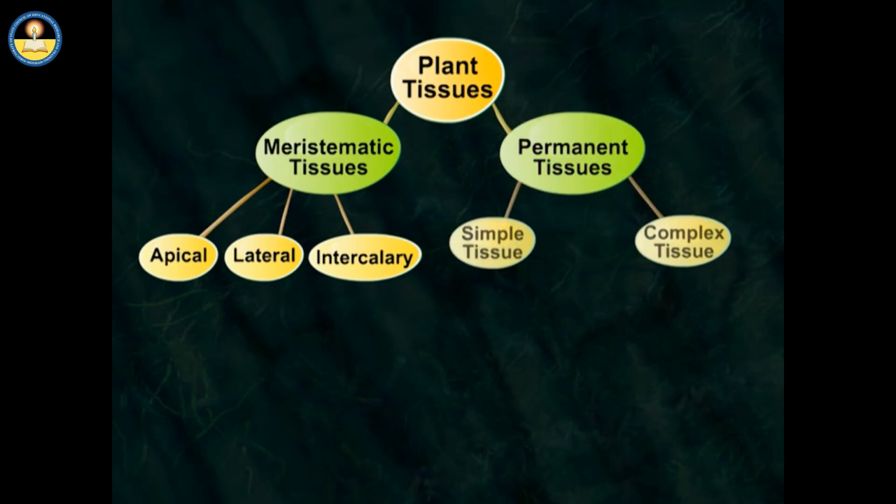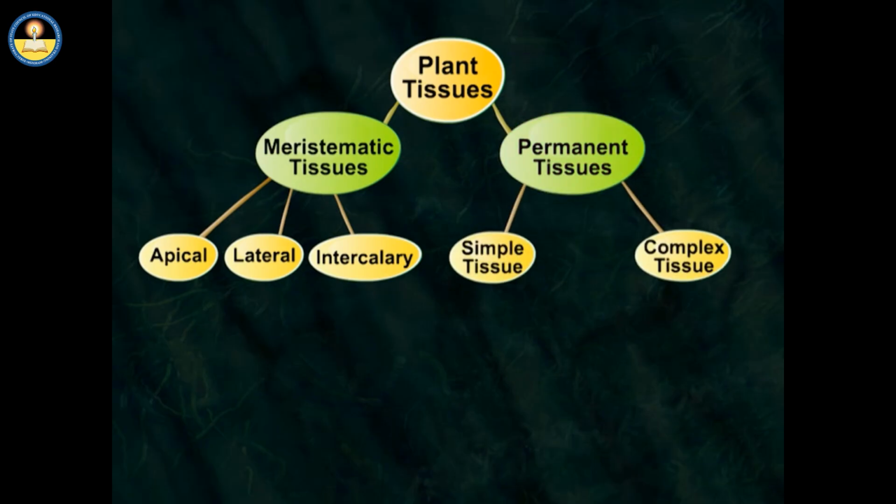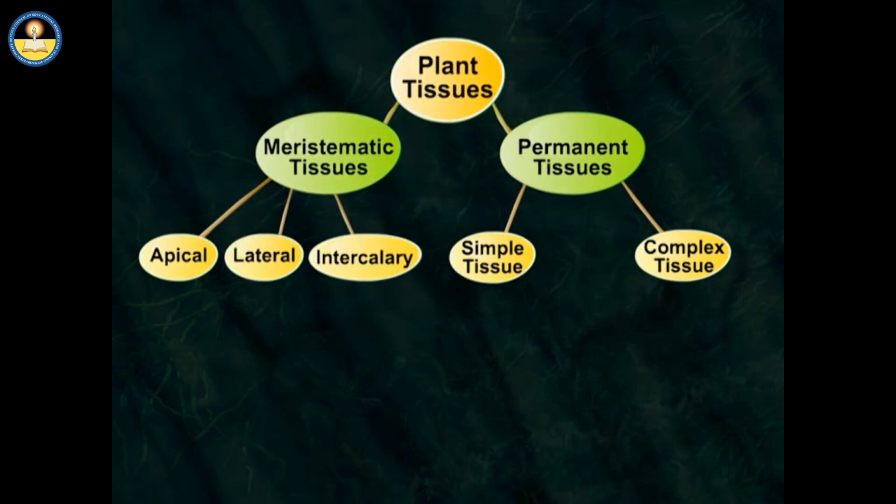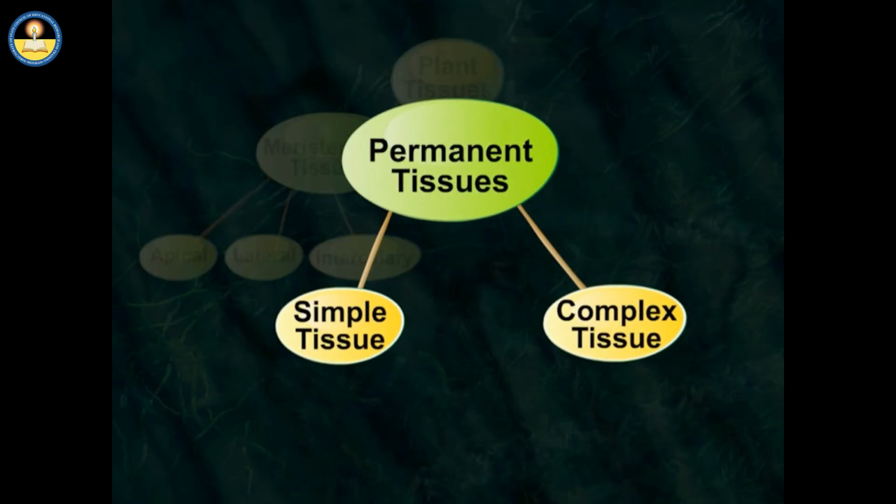Permanent tissues are classified into two categories: simple permanent tissue and complex permanent tissue. According to this classification, tissues that are composed of only one type of cells are called simple permanent tissues, while those made up of two or more types of cells are called complex permanent tissues.